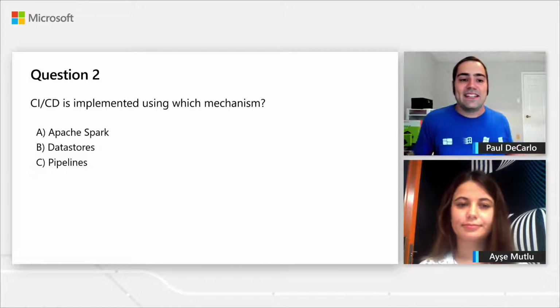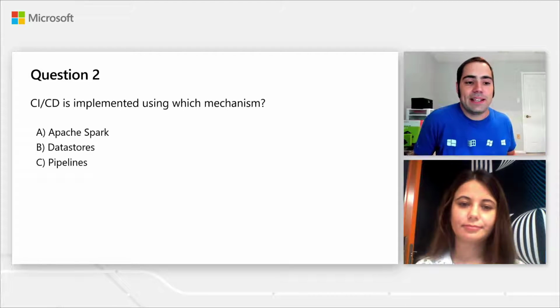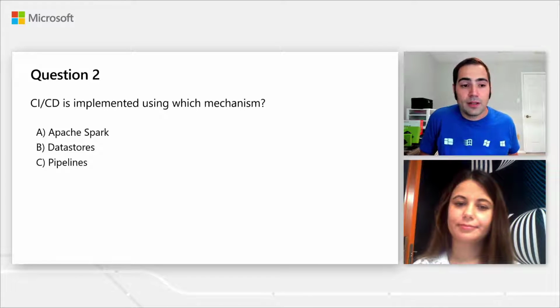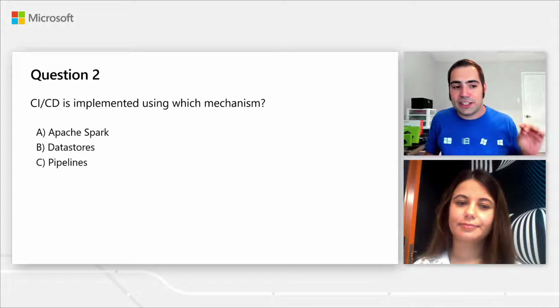CI/CD has been implemented using which mechanism? Apache Spark, data stores, or pipelines? We won't give very long for this one. Everyone out there should get this one correct. Aisha, want to help everyone else out there? What's the correct answer here?